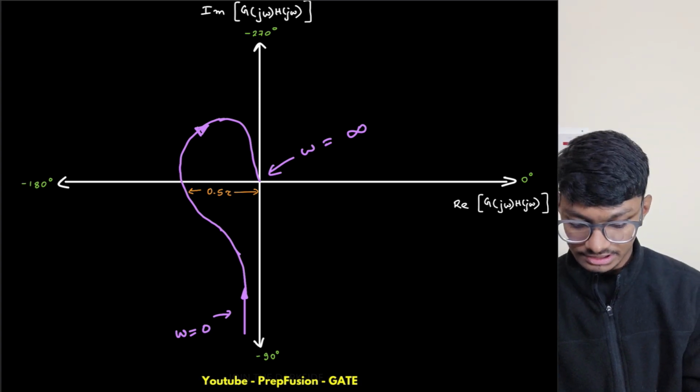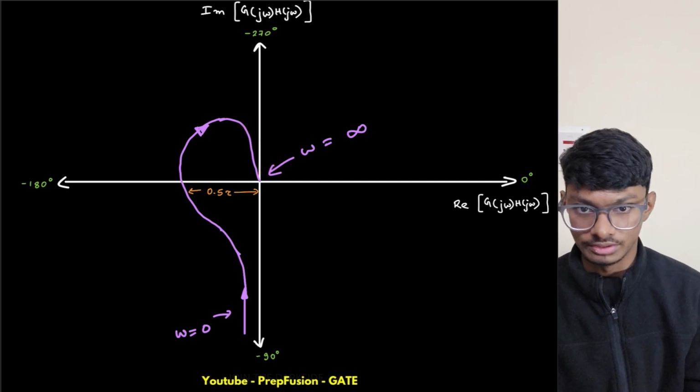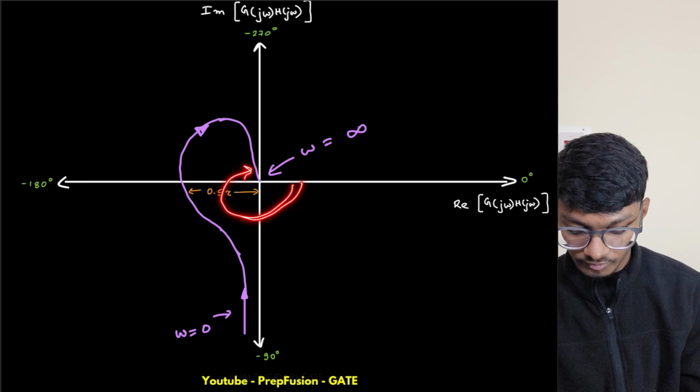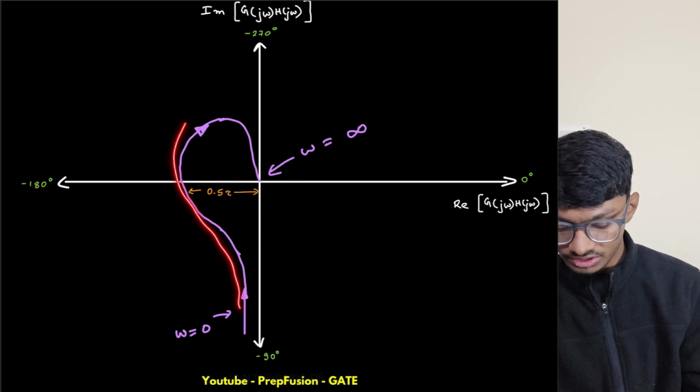I hope you understand that this is not a 0-degree angle. The ending is not 0 degree. It is measured from the positive real axis, right? It is 270. Don't forget that. So yeah, the plot will look something like this.